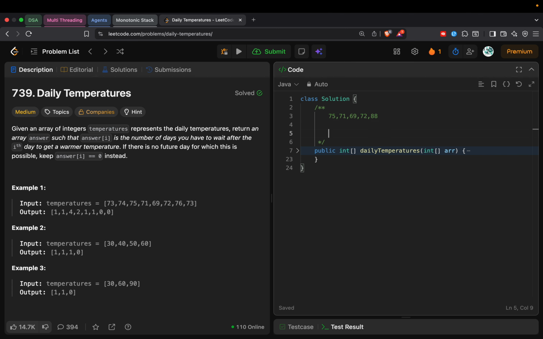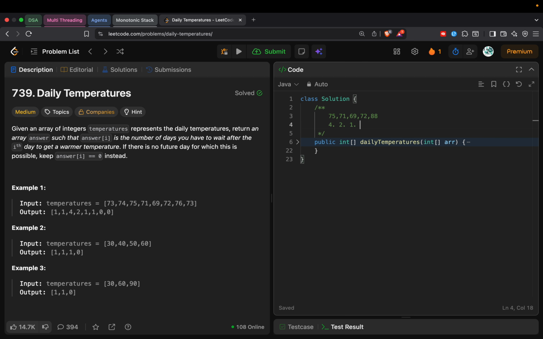So let's just try to identify the answer for all the temperatures. Okay, 75 has to wait for 1, 2, 3, 4, right? 88 is the first warmer temperature for 75, so it has to wait for 4 days. For 71 it has to wait for 1 and 2, so it has to wait for 2 days. Now for 69 it has to wait for 1 day in order to get a warmer temperature.